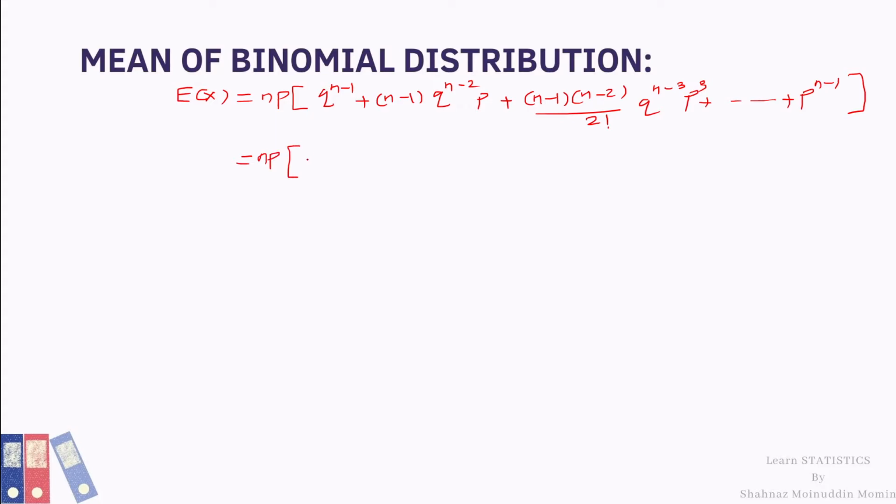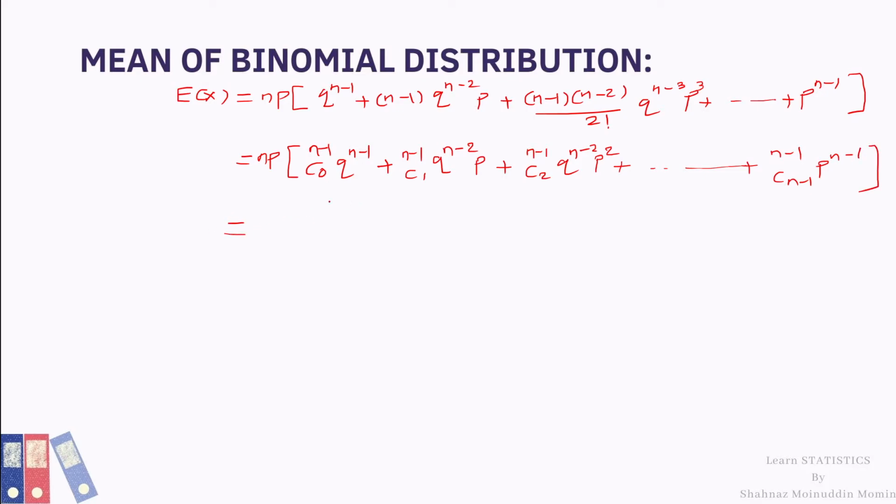The terms in the brackets can be written as n minus 1 C0 q raised to n minus 1 plus n minus 1 C1 q raised to n minus 2 p plus n minus 1 C2 q raised to n minus 3 p square, plus and so on, n minus 1 C n minus 1 p raised to n minus 1.